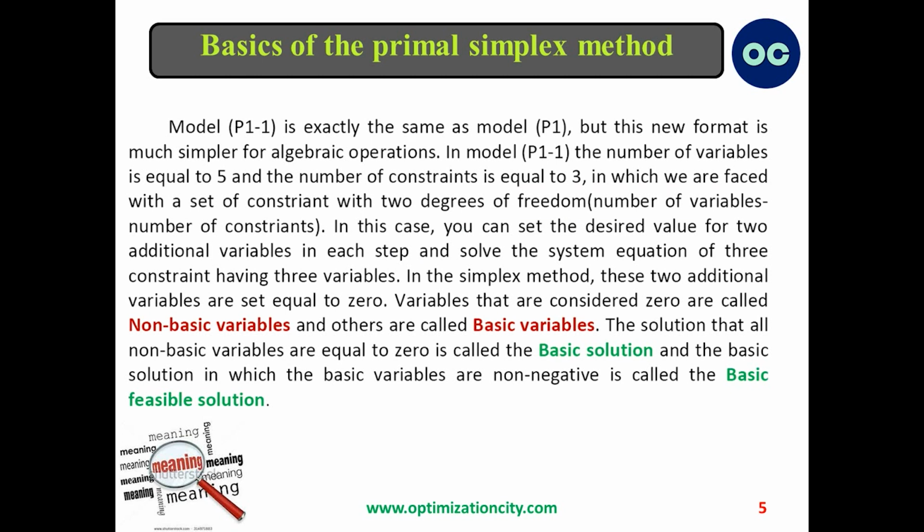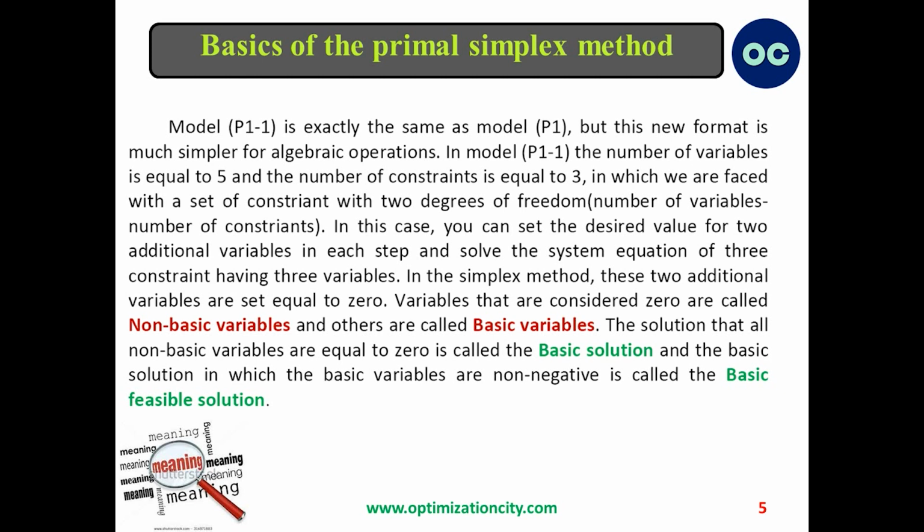P1-1 is essentially the same as the model P1, but it's been simplified to make algebraic operations easier. In P1-1, there are 5 variables and 3 constraints, which means that there are 2 degrees of freedom. It means the number of variables minus the number of constraints.